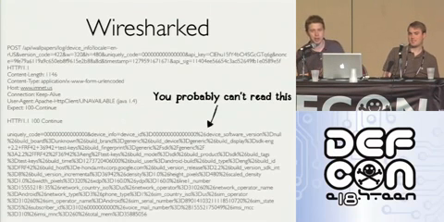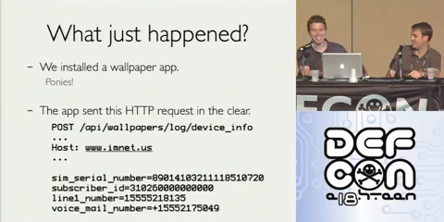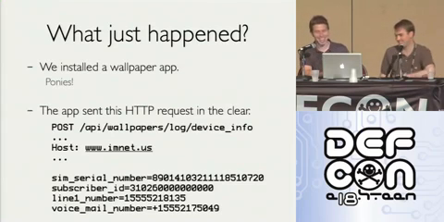Okay, so good friend Wireshark, and none of you can read this. But this is what happened. We installed the wallpaper app, ponies. Then we saw this HTTP request in the clear being sent to a server: my SIM serial number, my subscriber ID, my phone number, and my voicemail number. In the clear. Wait, why do they need my voicemail number? Oh, and the interesting thing is, on some Android phones, you can actually insert your password into the default voicemail number. You know, pause 1337. That's not my actual voicemail number. Yeah, I'll change it after this talk.